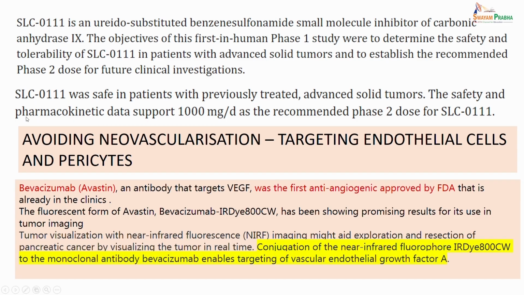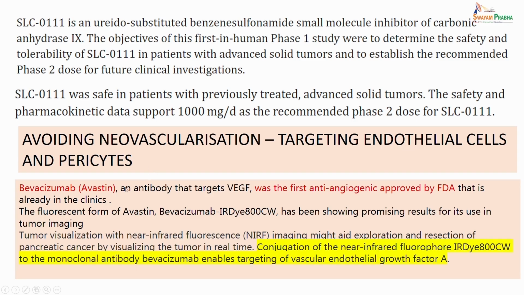So this phase 1 study shows that SLC-0111 was safe in patients with previously treated advanced solid tumors, and the safety and pharmacokinetic data support 1000 milligrams per day as the recommended phase 2 dosage for this particular small molecular inhibitor, SLC-0111. So this will be able to take care of the carbonic anhydrase overexpression.